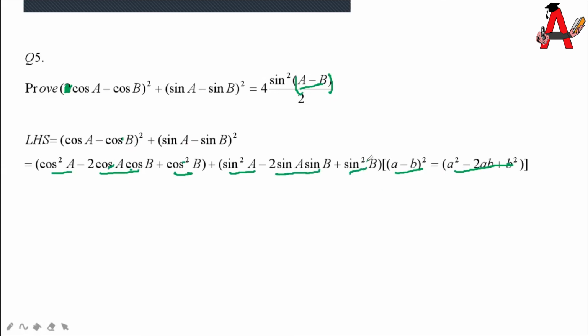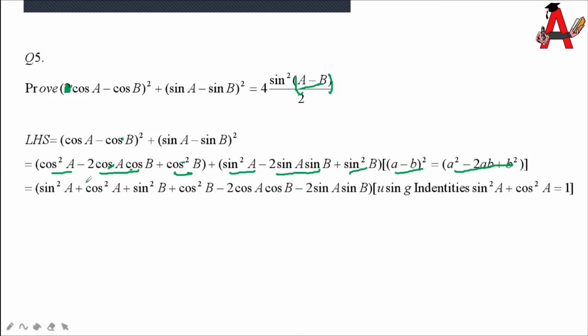In the second step, we will try to combine all sin square and cos square. So sin square A and cos square A can be combined. Similarly, cos square B and sin square B can be combined. And the remaining minus 2 cos A cos B minus 2 sin A sin B can be written like this. Now in this, sin square A plus cos square A is equal to 1. So we can further write both sin square A plus cos square A and sin square B plus cos square B as 1 plus 1. Minus 2 we will take common. We will get cos A cos B plus sin A sin B.